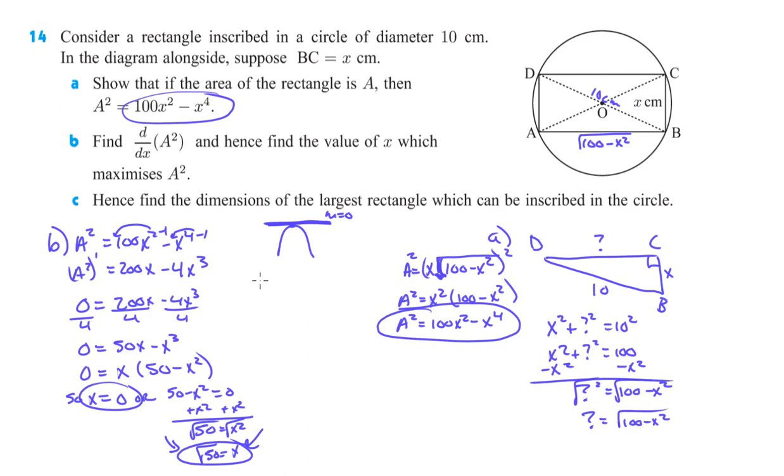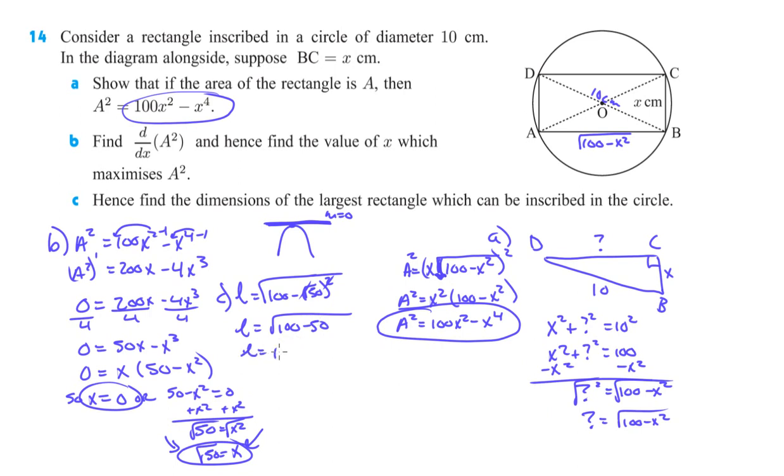And then part C, hence find the dimensions of the largest rectangle which can be inscribed in the circle. So if we know x has to equal the square root of 50, we can figure out what the other sides have to be. So one side is the square root of 50, and the other side, the length, is going to equal the square root of 100 minus the square root of 50 squared, right? So the square and the square root cancel out here, and we get length equals the square root of 100 minus 50.